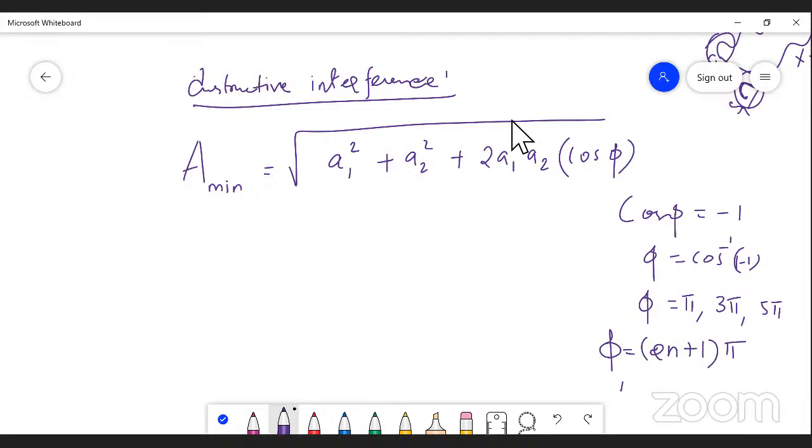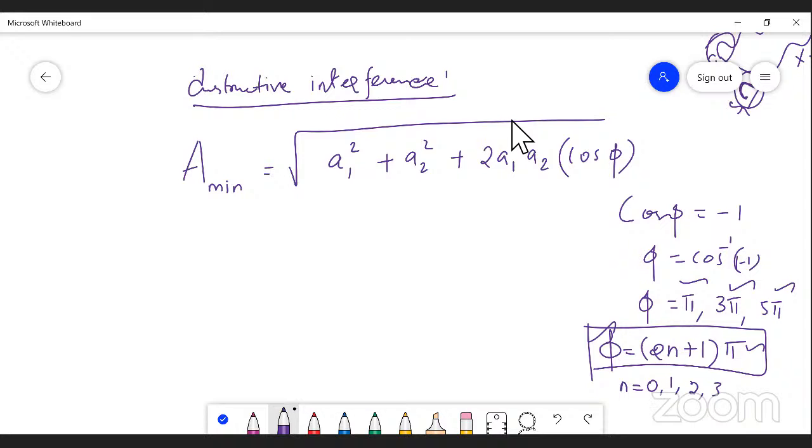If we substitute n equal to 0, 1, 2, 3: if n equals 0, phi is equal to pi. This is the phase difference, the value 180 degrees. If n equals 1, it is 2 into 1, 2 plus 1, 3 pi. If n equals 2, it is 2 into 2, 4 plus 1, 5 pi. Very good. So (2n plus 1) pi is the general formula of phase difference for destructive interference.